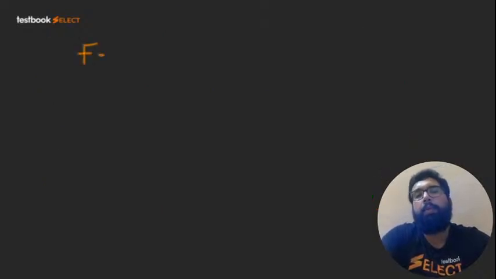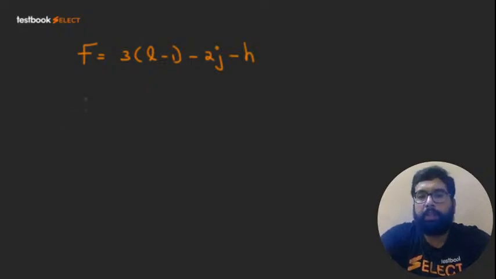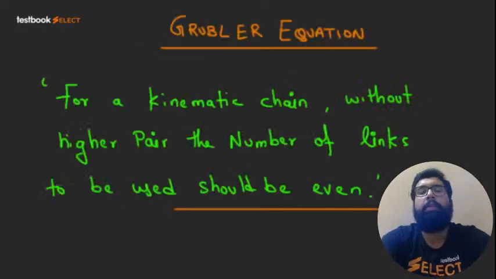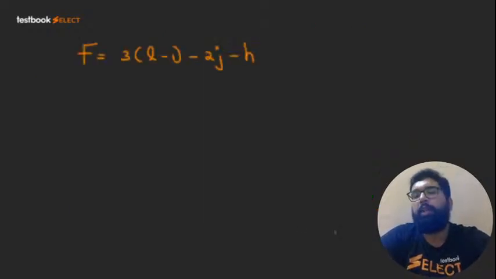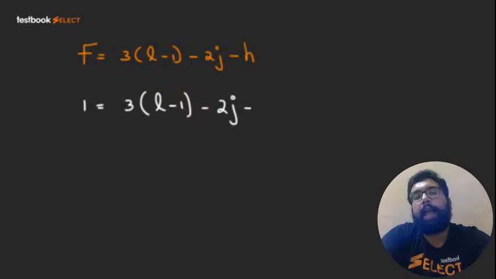So F is equal to 3L minus 1 minus 2J minus H. Okay, now this is the equation given by the pushback. Sometimes in a question it is also written as Grubbler equation, but that is not true. Sometimes they ask you to identify the Grubbler equation and the pushback equation. So it is a pushback equation. Now what Grubbler is saying is that a kinematic chain is something having 1 degree of freedom without any higher pair. Without any higher pair means that H is zero.